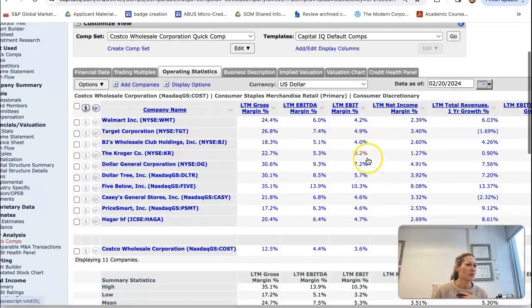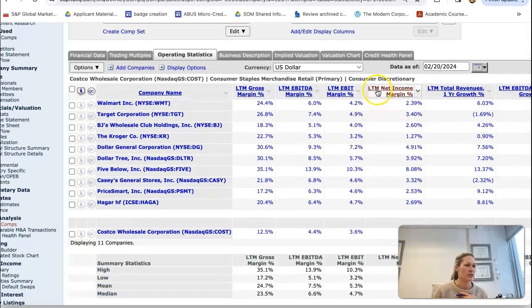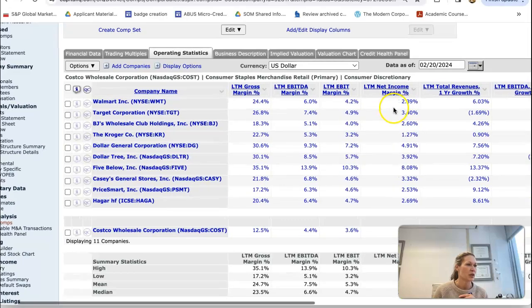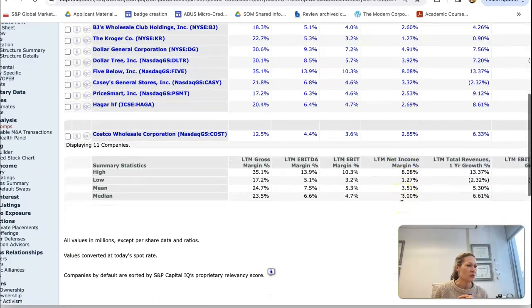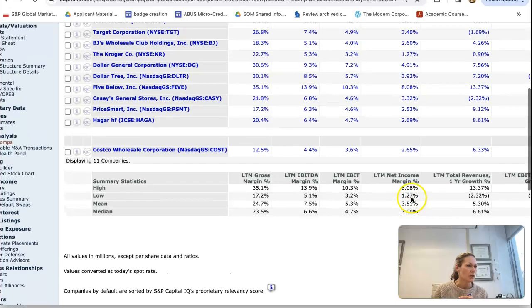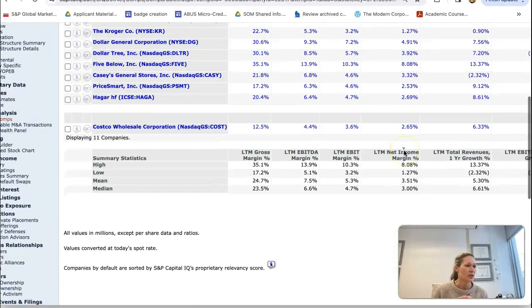And I'm looking right now, let me just look at their net income margin or basic profit margin, and that LTM stands for last 12 months. So we're just looking at the last year. When I look at this, I see a little bit of a range. And in fact, Capital IQ so nicely gives me summary statistics down here, telling me the high, low, mean, median. And I can see that Costco is a little bit lower than the mean in terms of a profit margin.